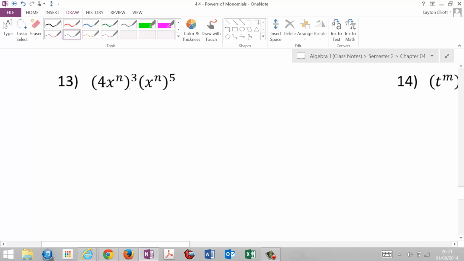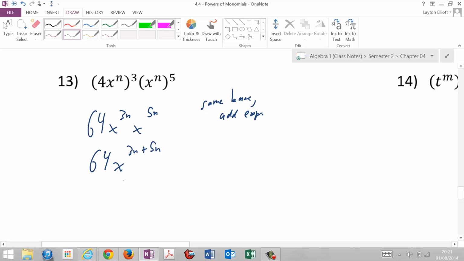This is going to be 4 to the third power, which is 64, and x to the n to the third power is x to the 3n. Multiply the exponents. And this would be x to the 5n. And now I'm going to follow the rule that when I have the same base and I'm multiplying with the same base, we add the exponents. 64, x to the 3n plus 5n, or 64x to the 8n.